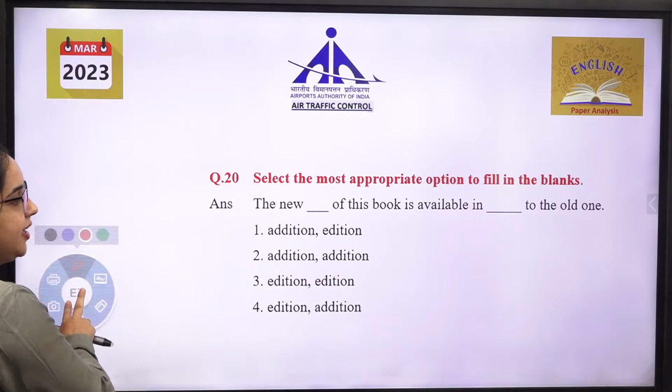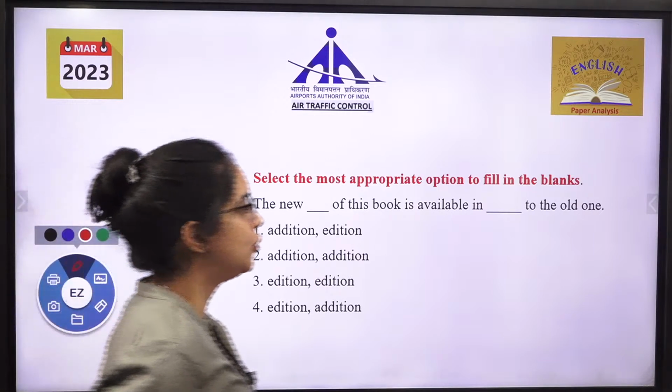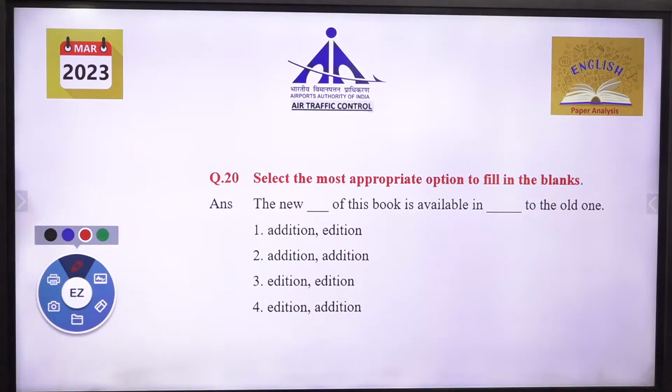Last question and then a few vocabulary words before we end our lecture. The new dash of this book is available in dash to the old one. अब बहुत easy है, just you can say a basic question over here. क्या आएगा? Then I'm going to tell you some of the vocabulary words which you are going to find very interesting for today.